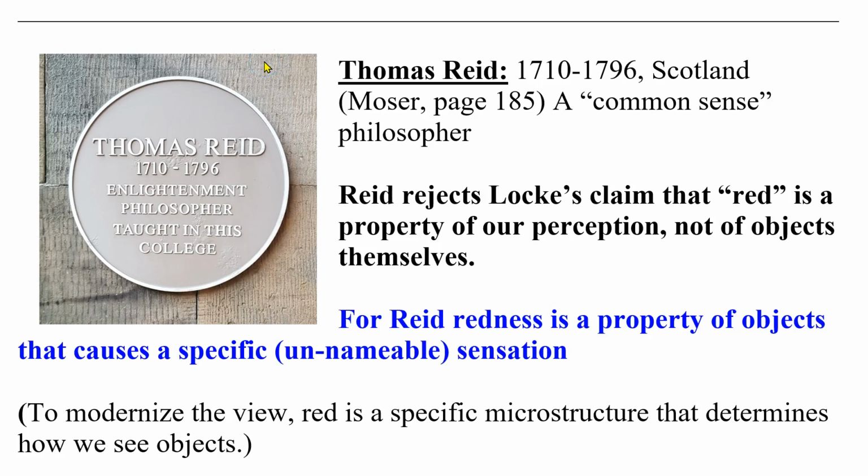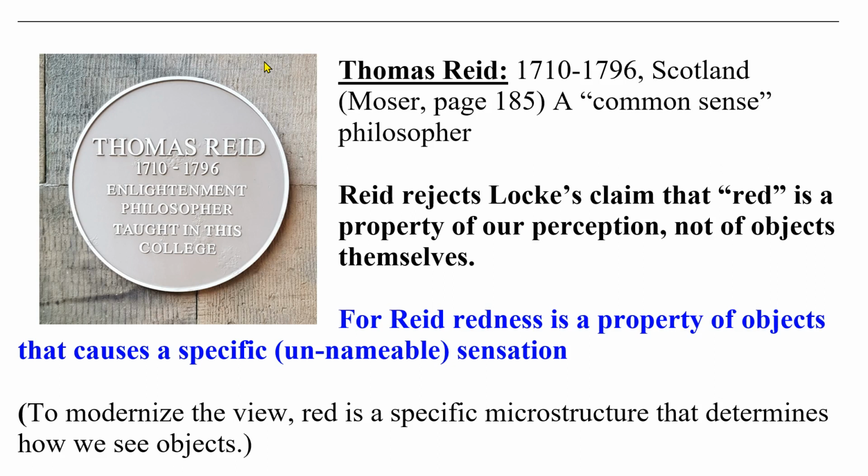The last philosopher we'll talk about is Thomas Reid. He lived from 1710 to 1796. He was a Scottish philosopher, and he liked to think of himself as a common sense philosopher. So one of his major goals was to align the rigorisms of empiricism with everyday, ordinary, common sense philosophy, and he didn't think there should be any conflict between those two views.